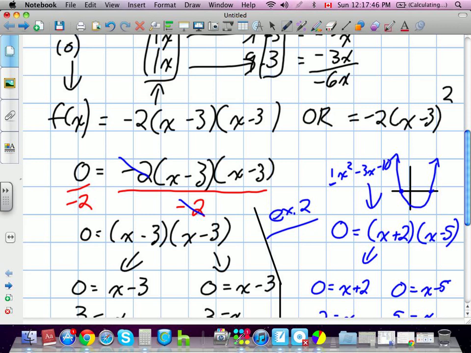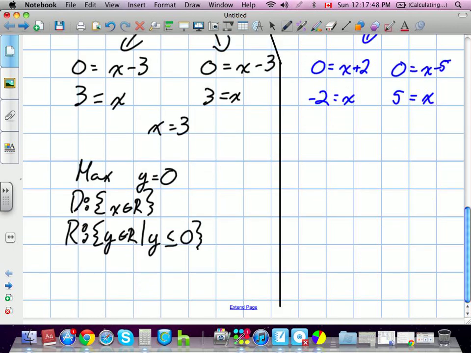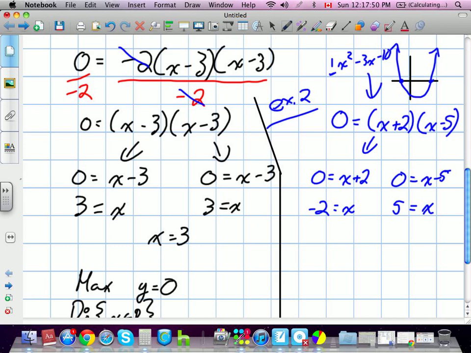But the second question said, find the max or the min. Well, is this parabola going to have a max or a min? It only has one. It's either a max or a min. Minimum. Yeah, because it opens upwards. So the lowest point would be a minimum. It has the lowest point. It doesn't have a max. It goes on forever upwards, this parabola.